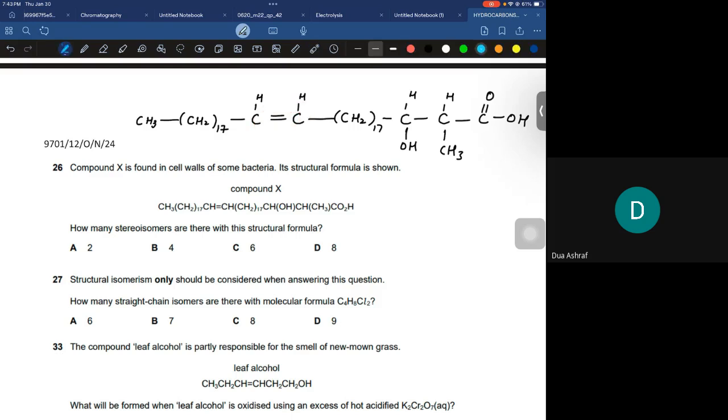So two isomers for this, and hopefully there is no other double bond except this. So what do you think? Then what do you think? Anji, is there a chiral carbon where COOH is as well? No, it's a double bonded carbon.